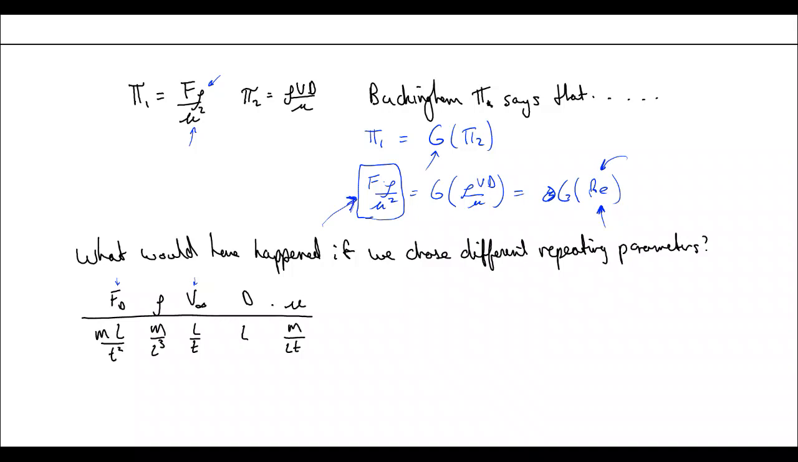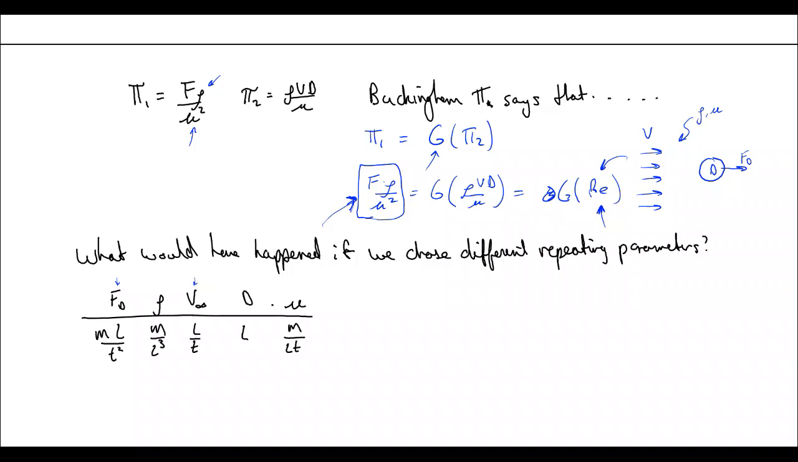So I did talk about how these are pi groups for the ball in a free stream of fluid problem. So we have a ball with some fluid coming at it with some velocity v, it has some diameter d, the fluid has some density and some viscosity, and we're measuring the drag force on the ball, and we're trying to predict the drag force on the ball for some prototype that we haven't made yet, right?